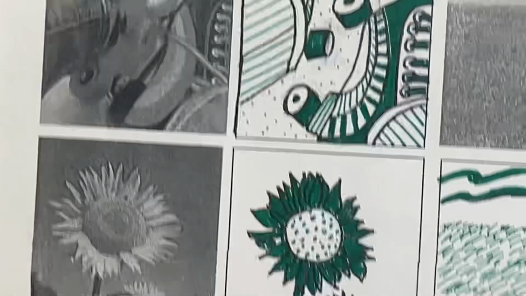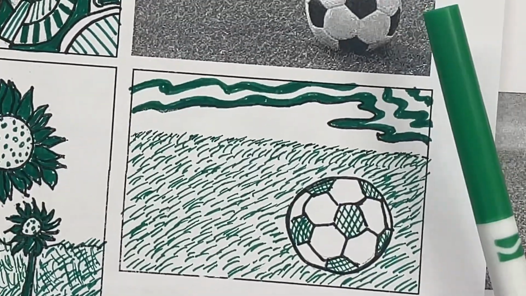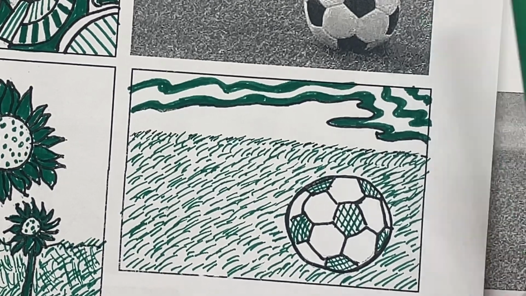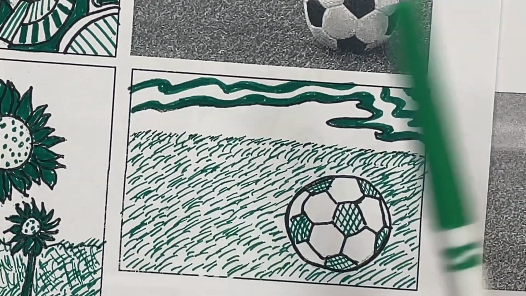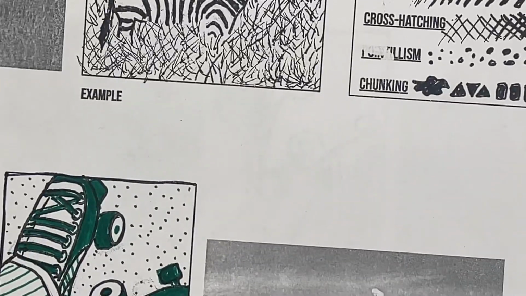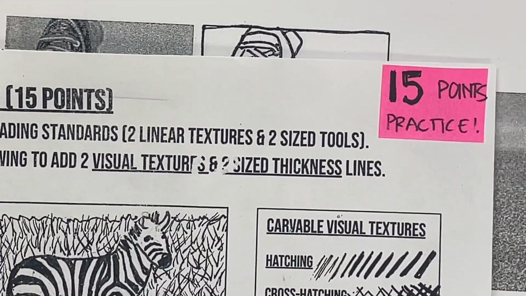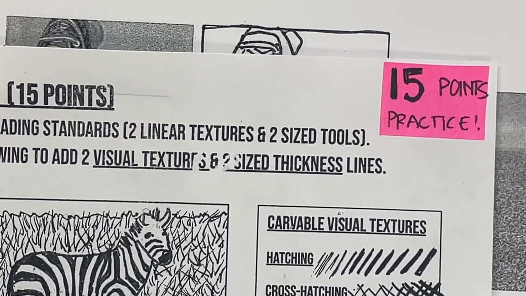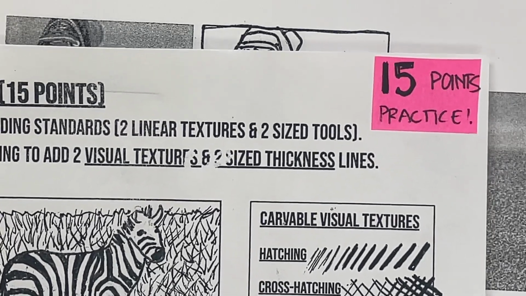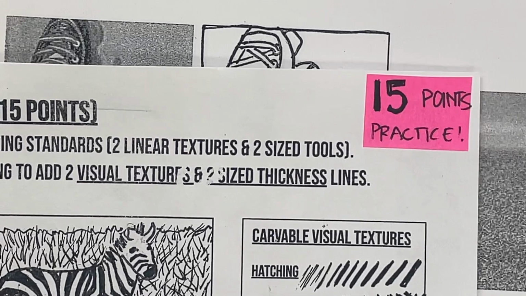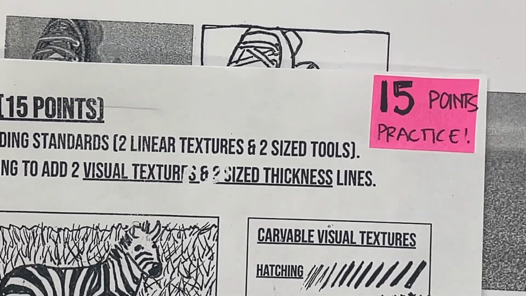And then you'll do that to the other two, and you'll think about thickness of lines, thinness, and carvable visual textures. Then I'll collect this from you when you're done, and I'll give you a little feedback, and then we're going to work this skill into our beautiful final linoleum block print with our own photos. So thank you.